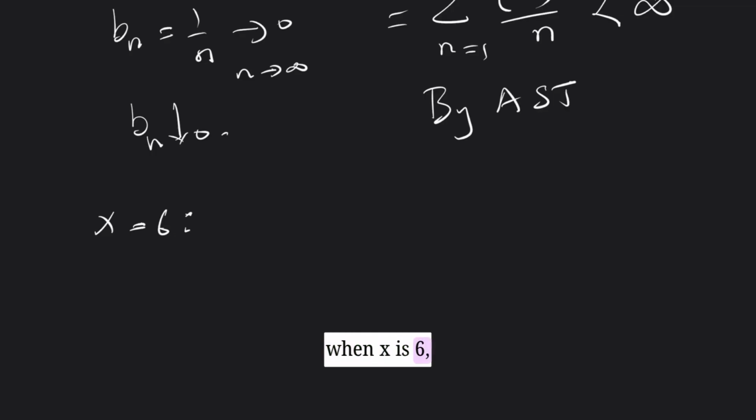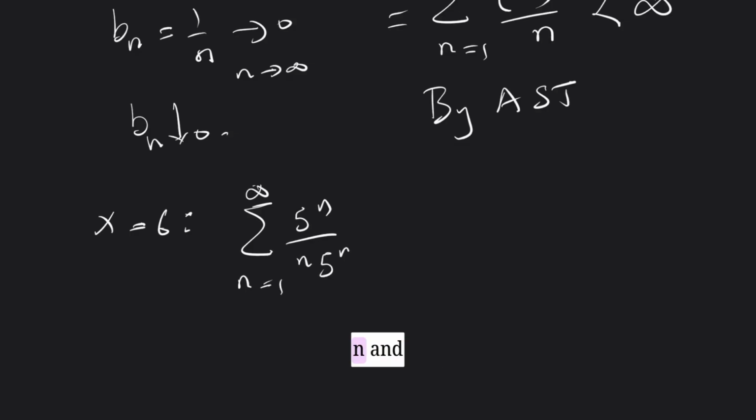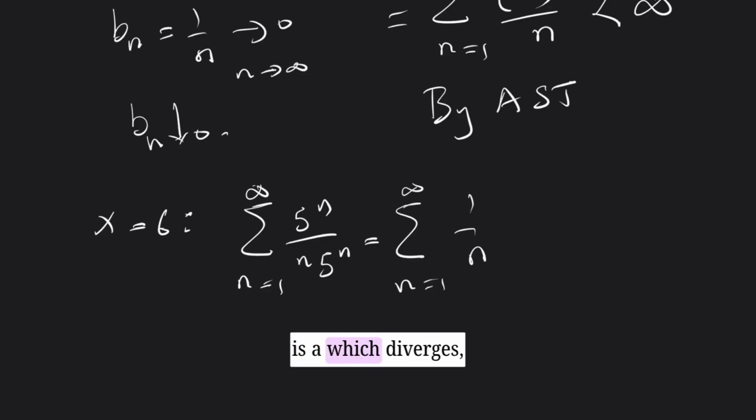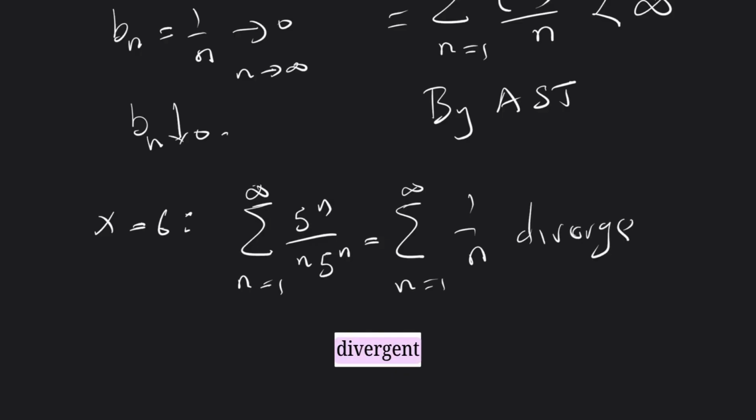So when x is 6, substitute in the original expression, you remain with the sum from n equal to 1 to infinity of 5 to the n divided by n times 5 to the power n. And this simplifies to 1 divided by n, which diverges, right? This is a divergent harmonic series.